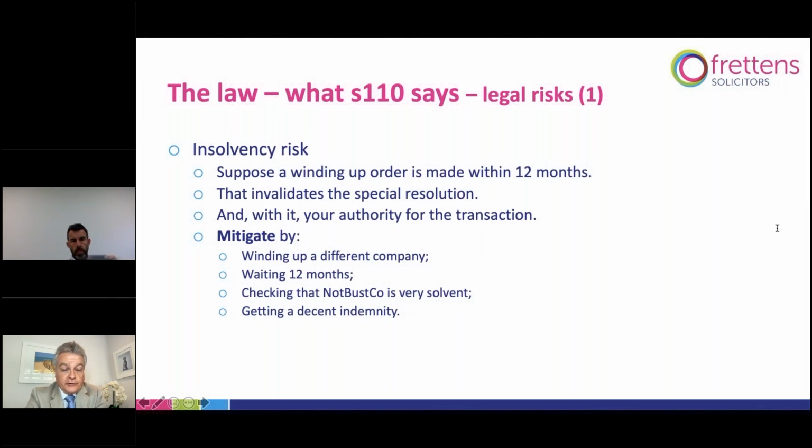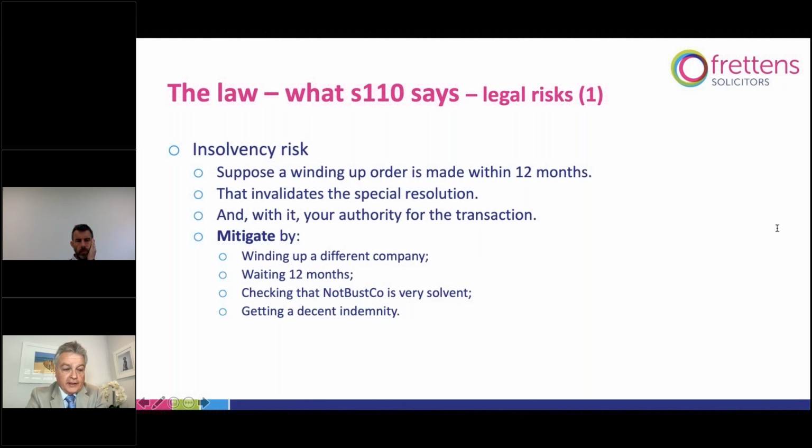If the special resolution is invalidated, your authority for the transaction is also invalidated, and you then end up with misfeasance, because you have, as liquidator, done something for which you have no legal authority. You have exceeded your powers. So this is one of those risks, very unlikely to happen, but if it does happen, the consequences are actually fairly ghastly. There are ways of mitigating it.